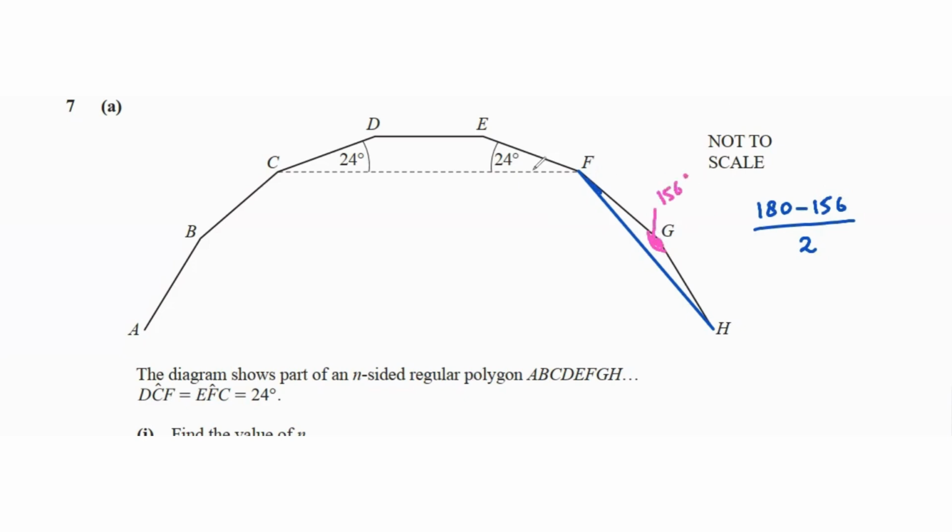And since it's a regular polygon, this length is equal to this length, which means triangle GFH is an isosceles triangle. Hence, these two angles are also going to be equal to each other. So angle HFG is going to be 180 minus 156 divided by 2, which equals 12 degrees. That is your answer.